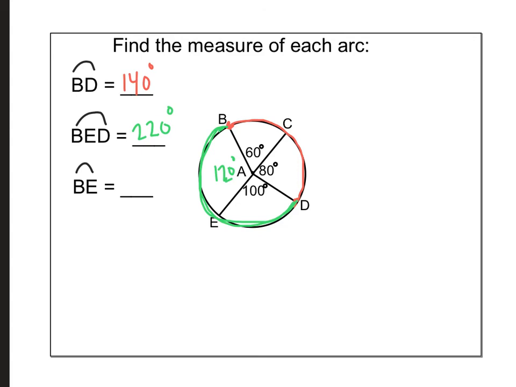And then arc BE, that was the one we just found using a couple different options. That would need to be 120 degrees. So you can add two central angles together to get an arc and use properties of a full circle being 360 and a semicircle like we saw before being 180 degrees.